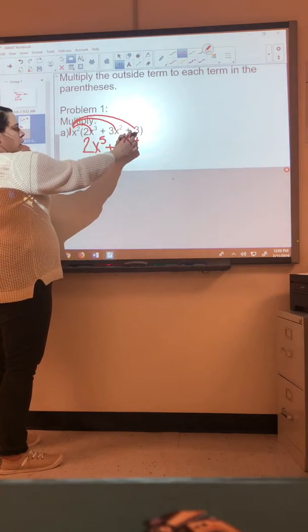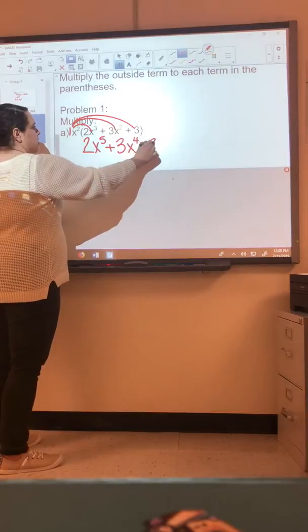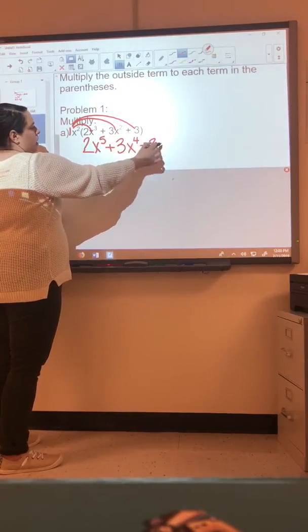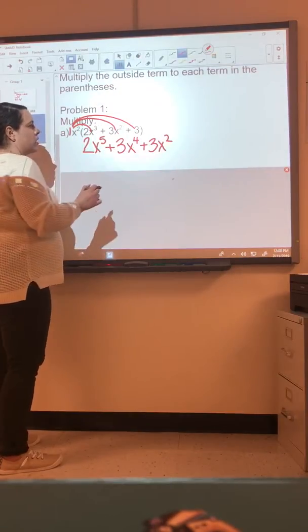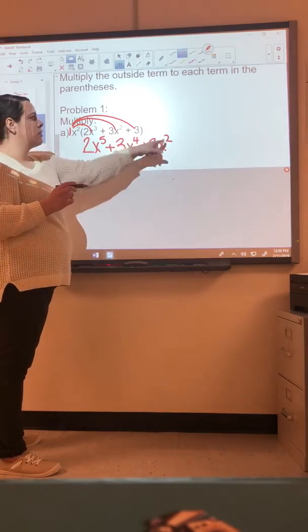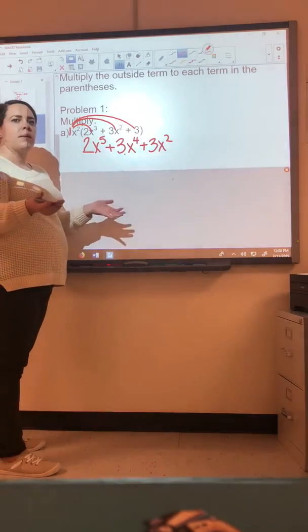And then 1x squared times 3. 1 times 3 is 3. X squared times no other x's is still x squared. And none of these are like terms because they all have different exponents, so I'm done.